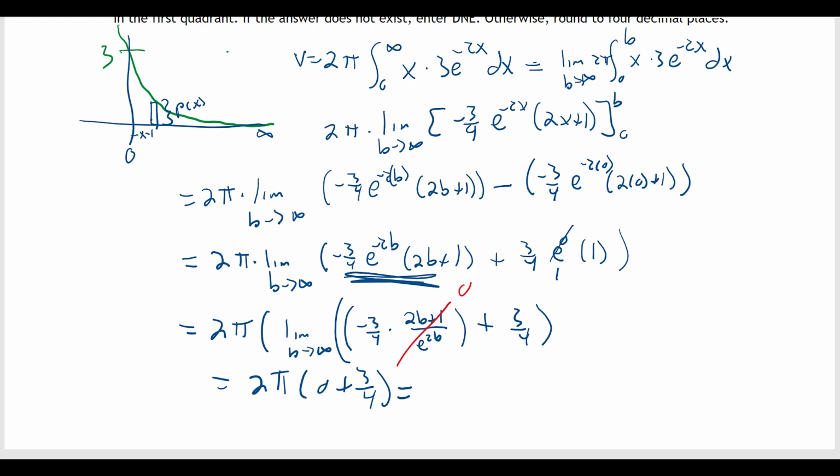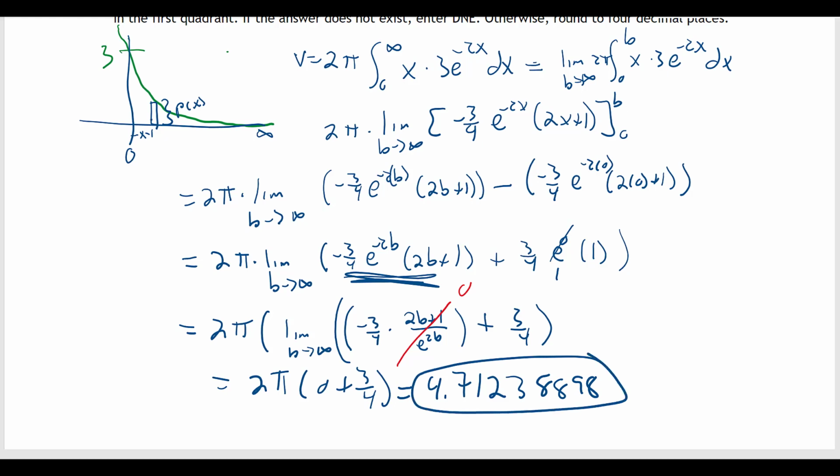And so what we're left with is 2 pi times 0 plus 3/4, which is, there's my handy dandy calculator, 4.712388898. Now, I noticed someone did it the other way, and they solved for x, so instead of doing a parallel rectangle, they did a horizontal one, or a perpendicular one, excuse me. And you can do that, but just make sure you do that correctly. But this is my approach to this problem. Okay, hope that helps.